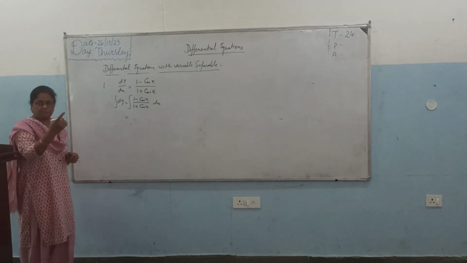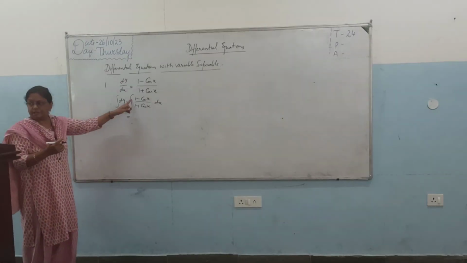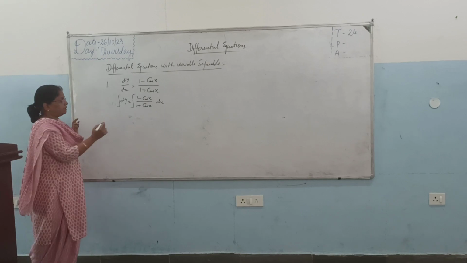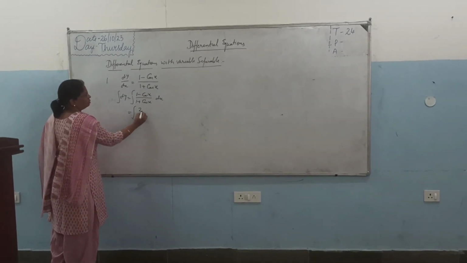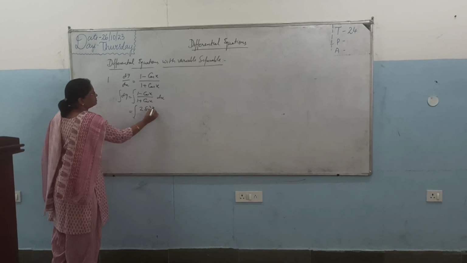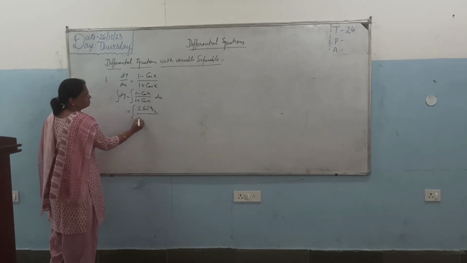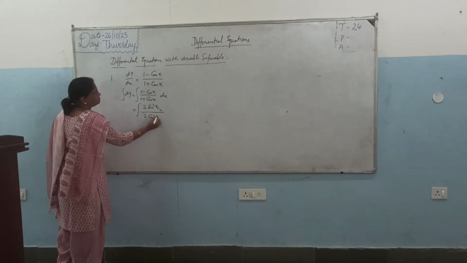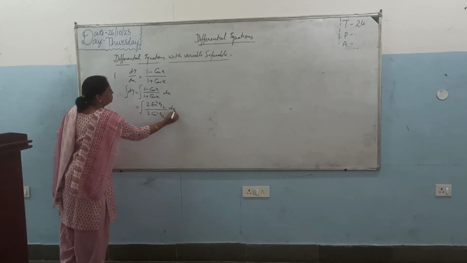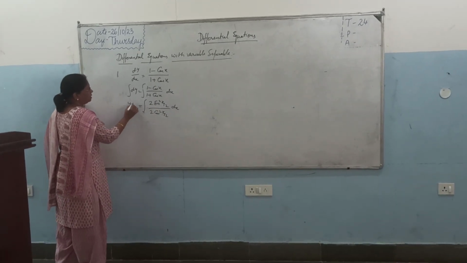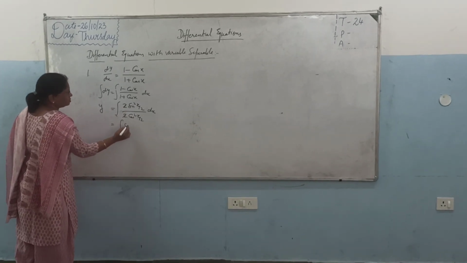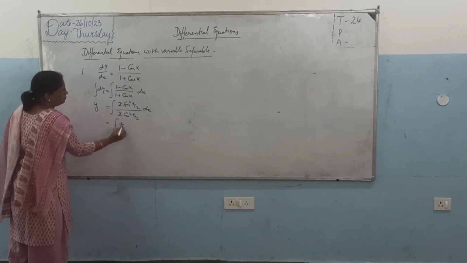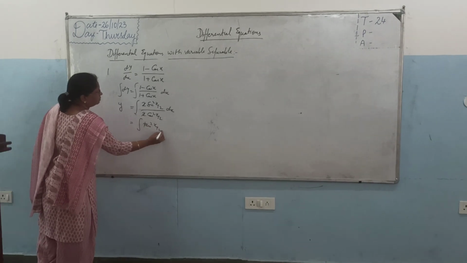1 minus cos x. Apply the trigonometric identities. This is trigonometric identities we can use. 1 minus cos x can be written as 2 sin square x by 2, and this is 2 cos square x by 2, and this is integrate here y. So now 2 is cancelled, so this is tan square x by 2.